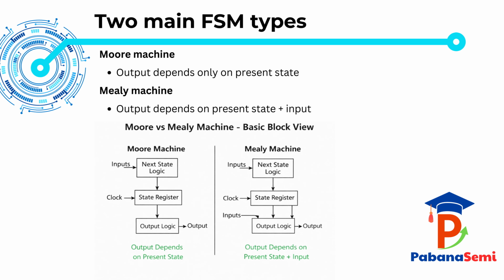In the block diagrams shown here, notice that in the Moore machine, the output logic is driven only by the state register. But in the Mealy machine, the output logic receives information from both the state register and the input. Because of this, Moore machines usually provide more stable outputs, while Mealy machines often respond faster and may require fewer states. So in simple words, Moore output depends only on state, whereas Mealy output depends on state plus input. This distinction is very important when designing sequential circuits in digital electronics.